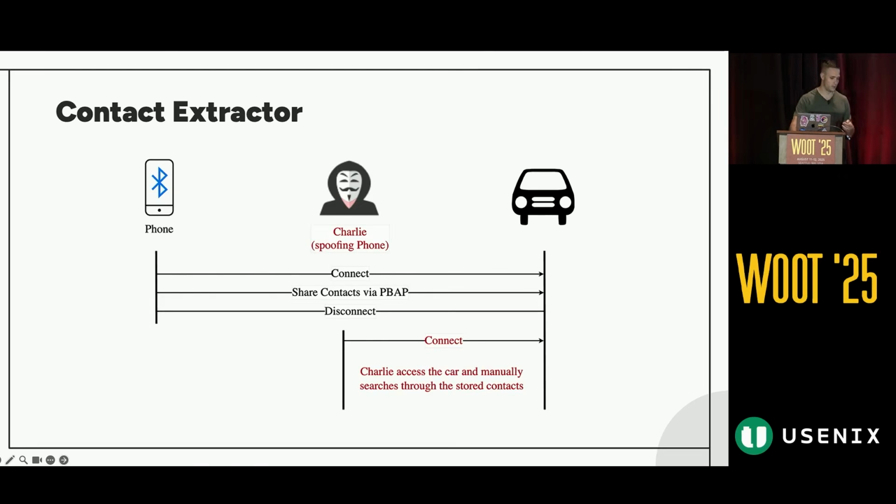This is a quick MSC example. So essentially, you have the phone first classically connect to the car, share the contacts, then disconnect, go away, forgetting to unpair. Charlie arrives, spoofs the phone, connects, easy access to the car.